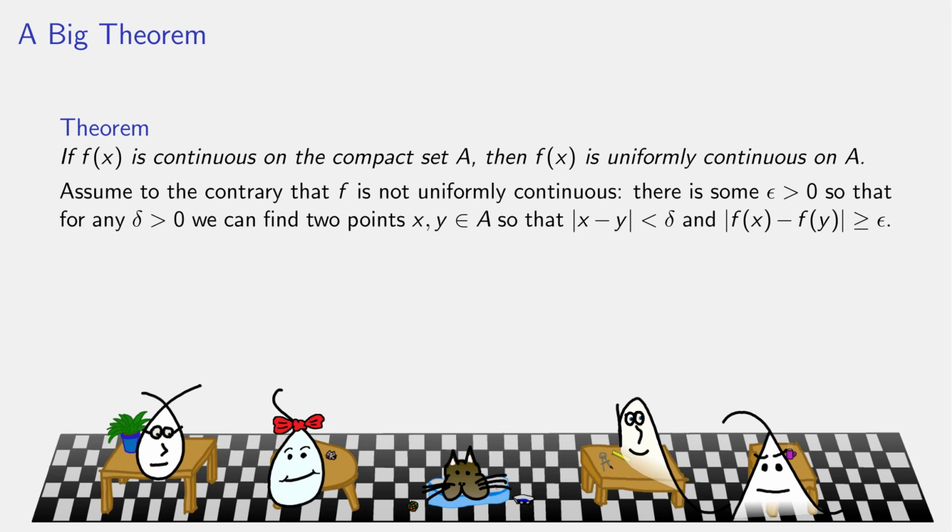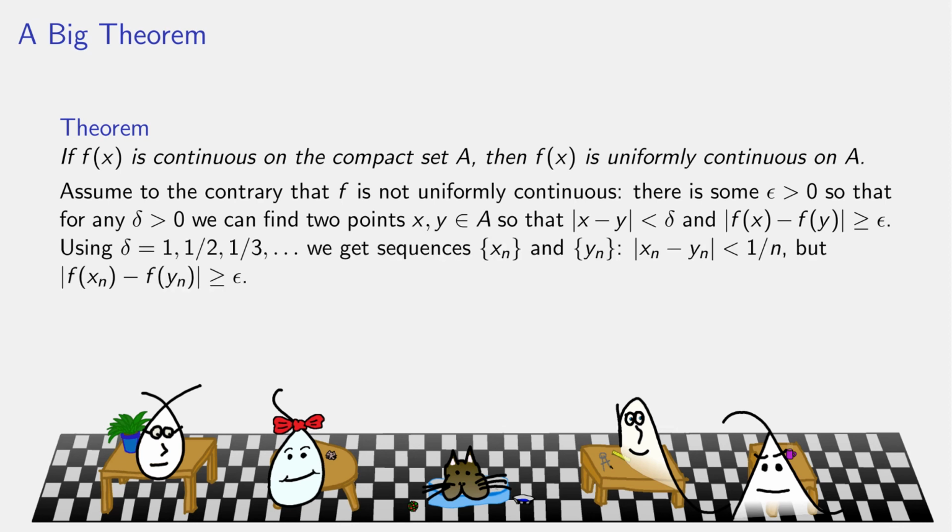So now let's assume to the contrary that f is not uniformly continuous. The definition of uniform continuity was, for any epsilon which is positive, there exists a delta which is positive, such that for any 2 points, if the distance between them is less than delta in the domain, the corresponding distance in the range is less than epsilon. So the negation of that is, there exists an epsilon which is positive, so that for any delta which is positive, there exist 2 points in the domain, which are delta close in the domain and epsilon apart in the range.